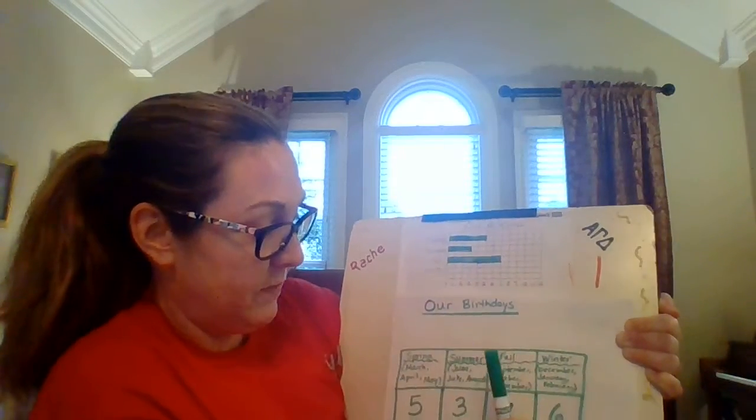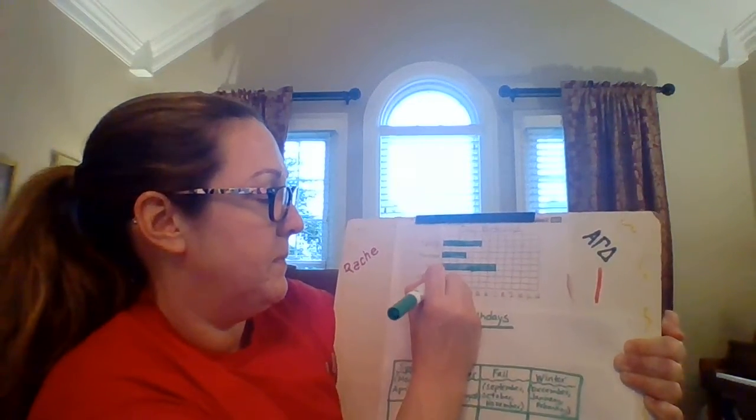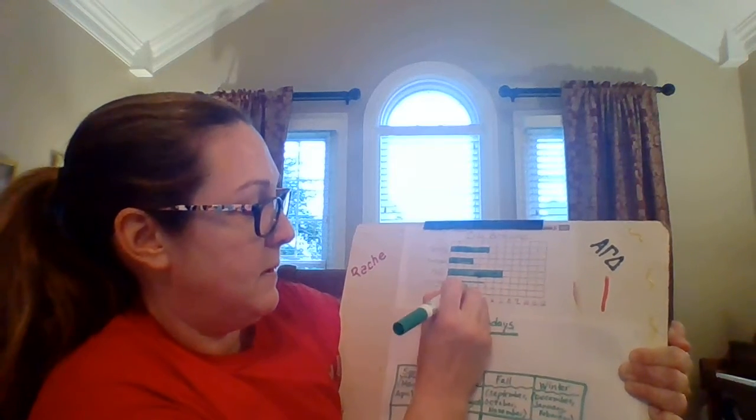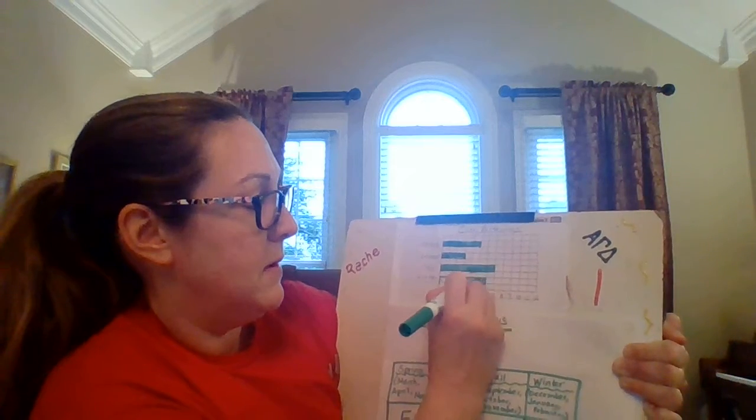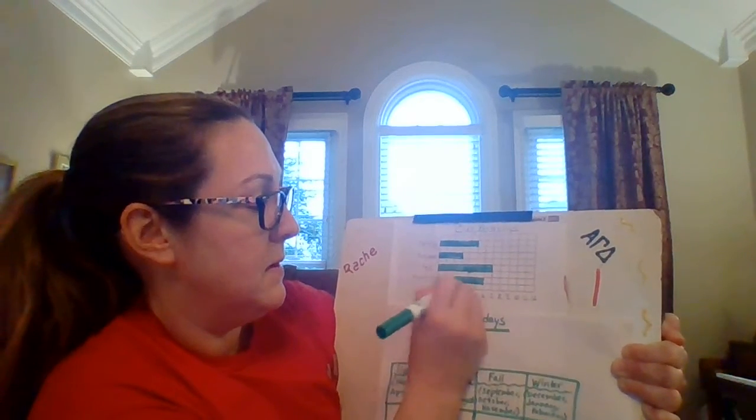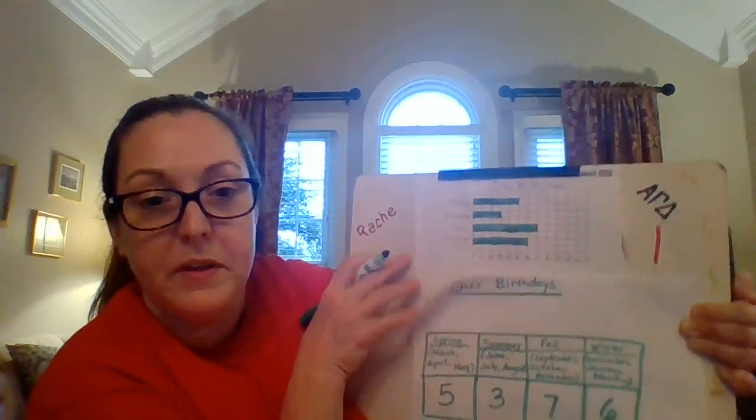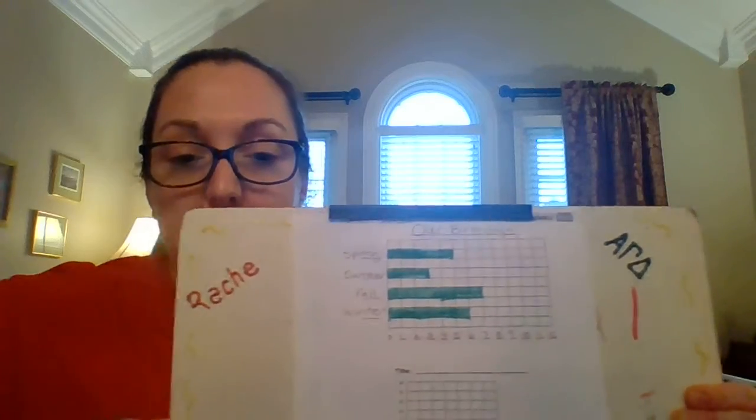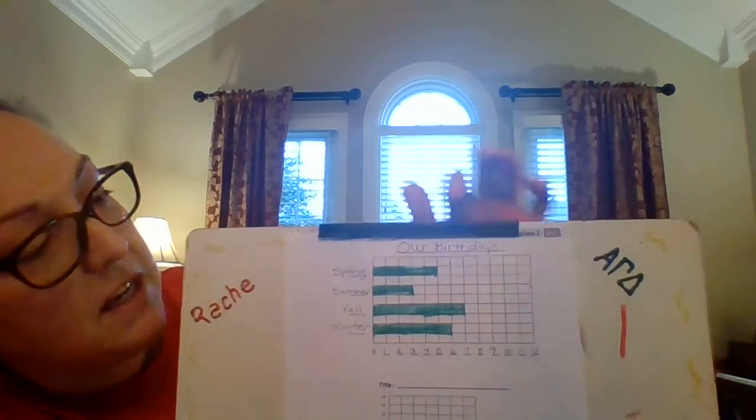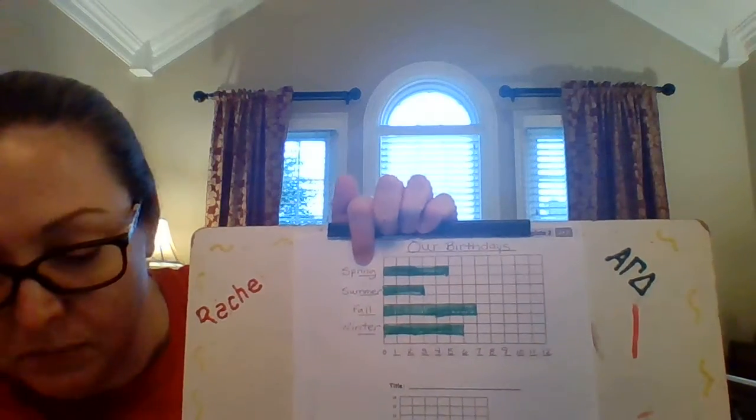And then winter, 6. 1, 2, 3, 4, 5, 6. Okay, there we go. So there you go. Now, if I take the table away, we can look at the graph and we can see this is our information here. And now we can start to compare the data.